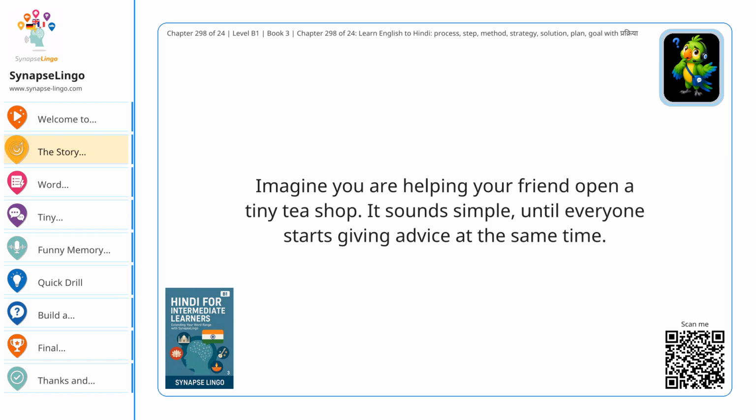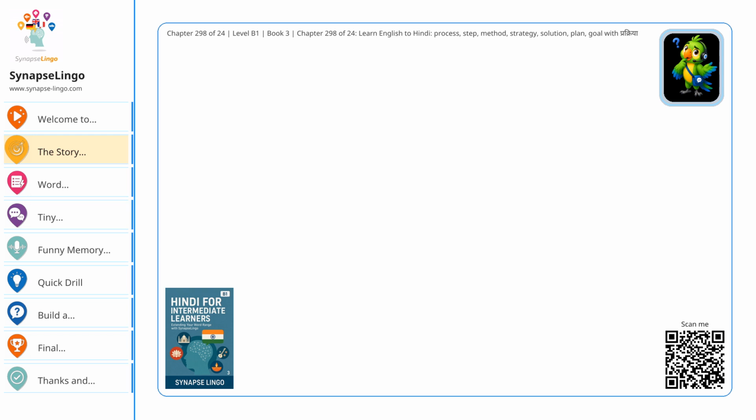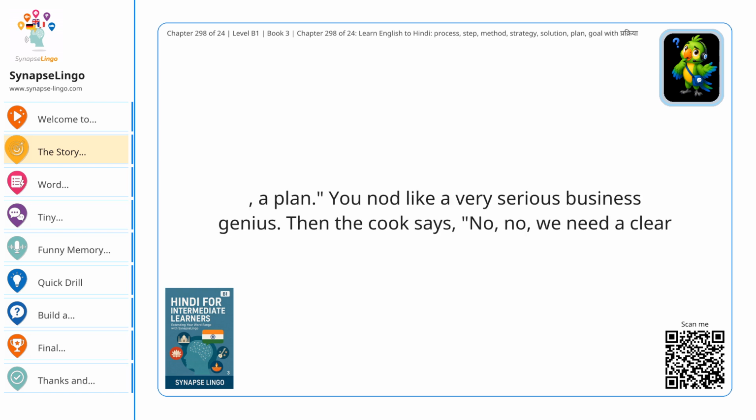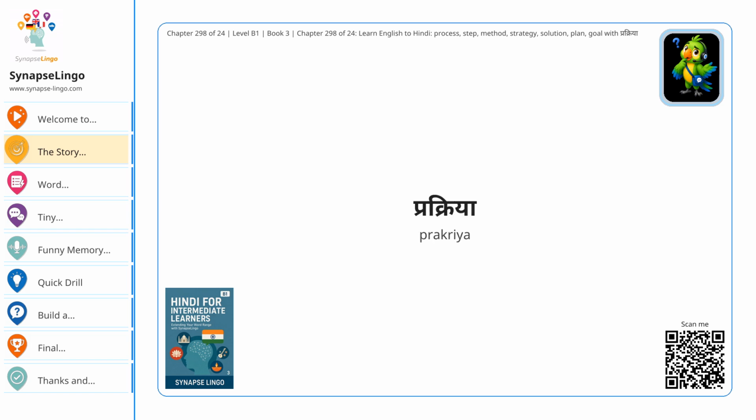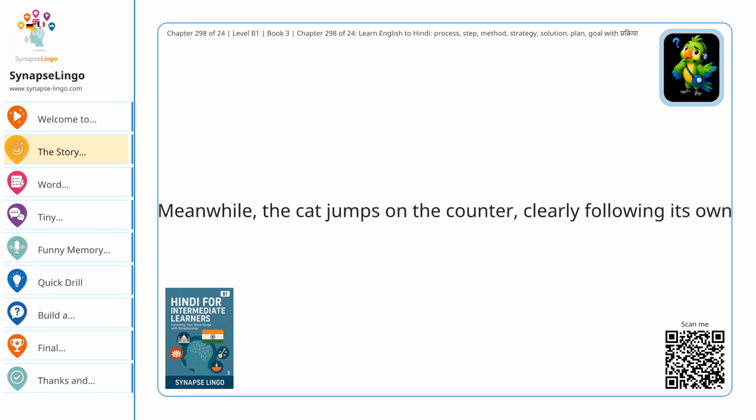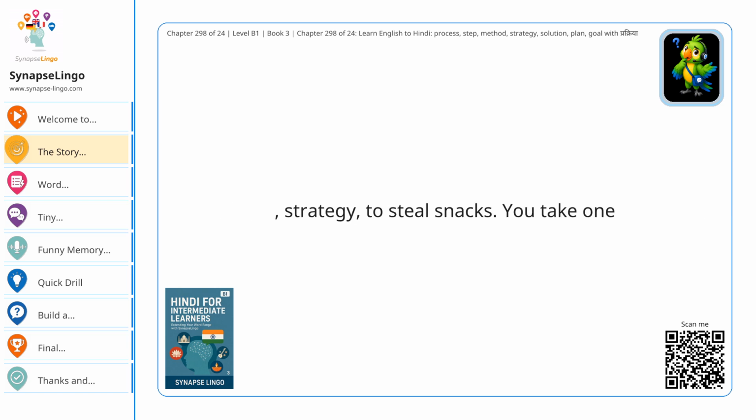It sounds simple, until everyone starts giving advice at the same time. Chaos enters wearing sandals. Your friend says, first we need a योजना, a plan. You nod like a very serious business genius. Then the cook says, no, we need a clear विधि, a method for making tea. The accountant waves a pen and says, please respect the प्रक्रिया, process. Meanwhile, the cat jumps on the counter, clearly following its own रणनीति, strategy to steal snacks.